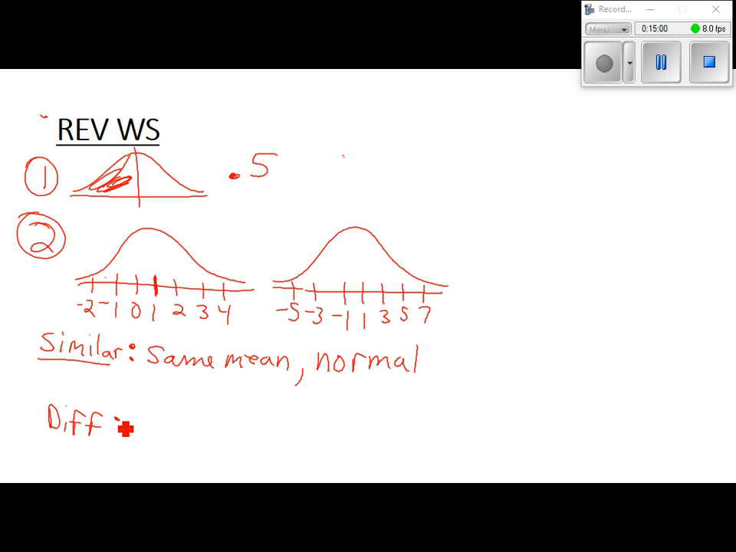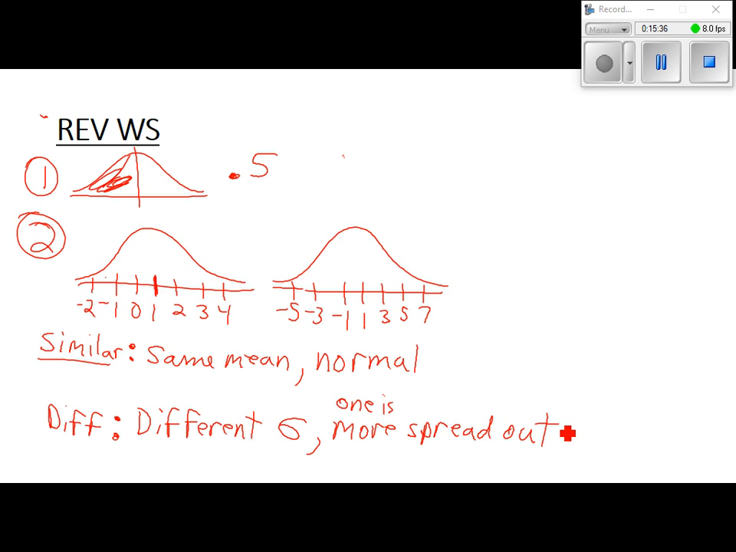How are they different? Standard deviation. Different sigmas. Give me something else. What's different? And again, don't look at my pictures because they are not drawn correctly. What should be true about this one? It should be thinner, or more wide. All right, more spread out. One is more spread out than the other. That's what the standard deviation does.